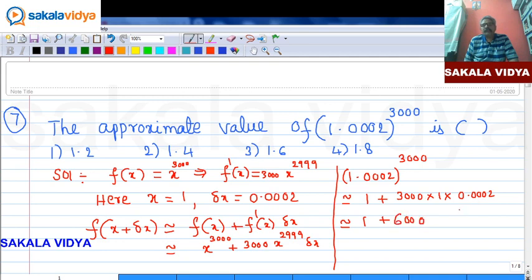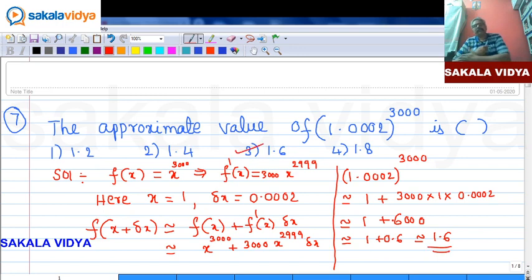Now put the points. How many points? 4 points. 1, 2, 3. Here you will get the point. Approximately equal to 1 plus 0.6. That's equal to 1.6. So that means third option.